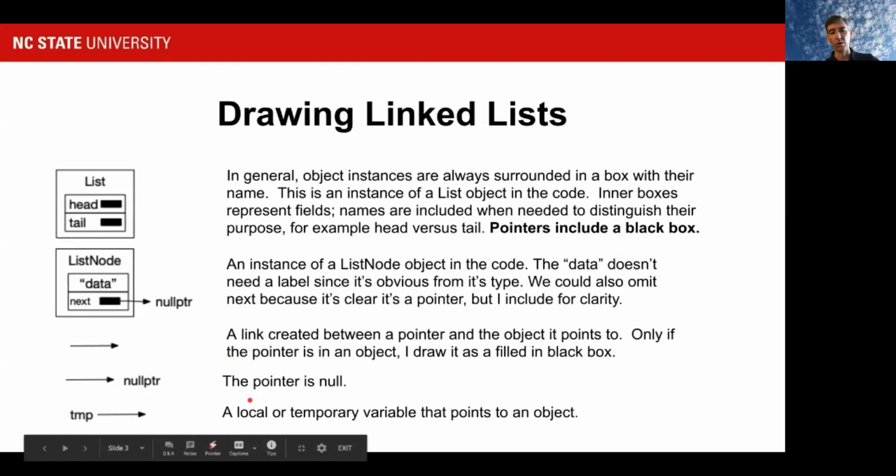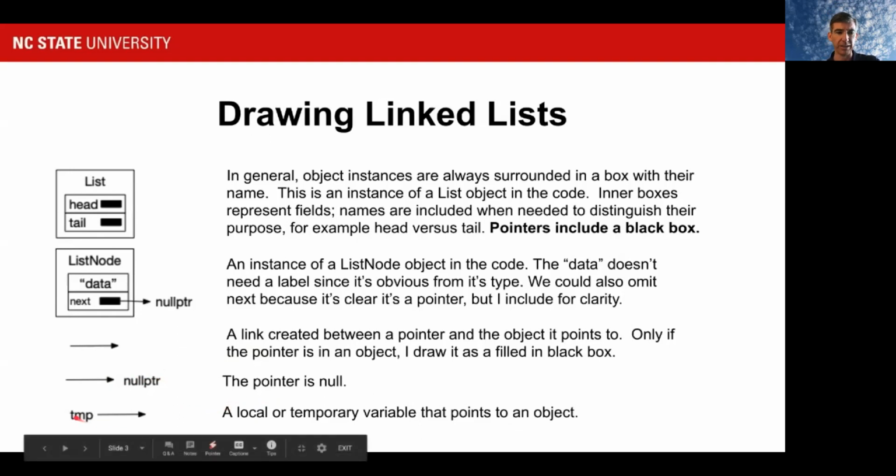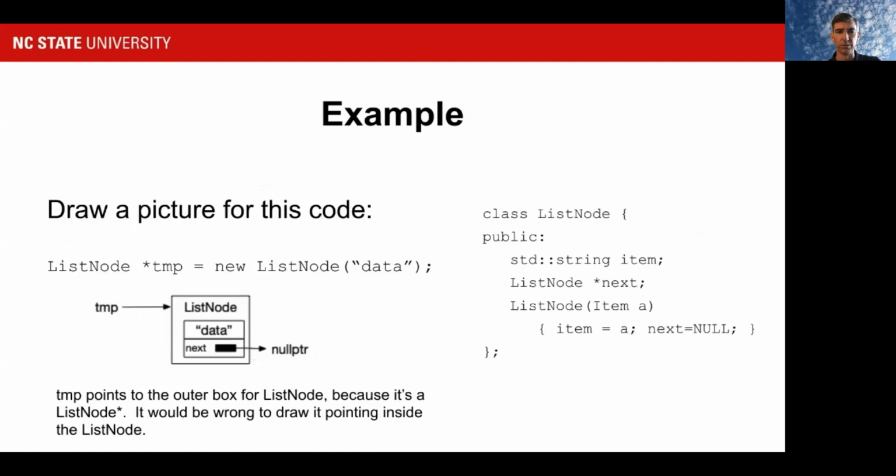Okay, and then if I have a local or a temporary variable that's just a pointer and it's just pointing to an object and it's not inside of an object, then I may just write it this way. So I'll just write the name of that variable with an arrow coming out of it. And that lets you know that that's a variable, that's a pointer, that's pointing to some object. So let's look at some examples of how we use this.